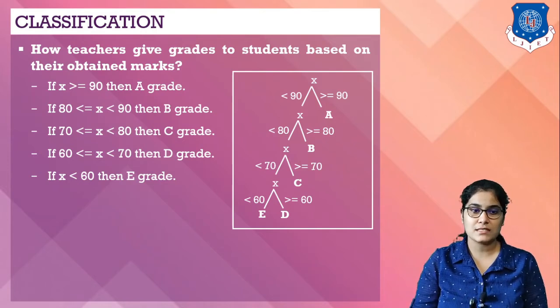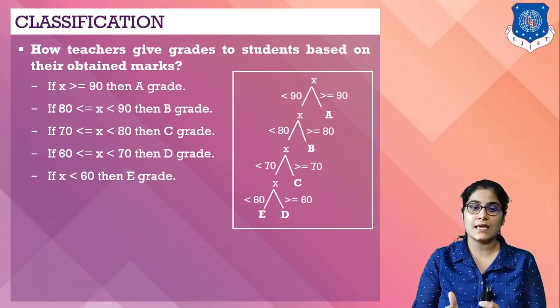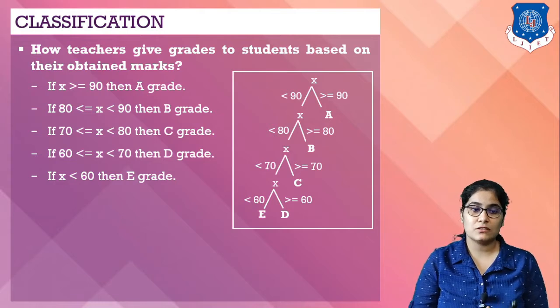If the value of X is greater than or equal to 80 but less than 90, then the class label will be B. If the value of X is greater than or equal to 70 and less than 80, then the class label will be C. If the value of X is greater than or equal to 60 but less than 70, then the grade will be D. And if the value of X is less than 60, then the grade will be E. So we can say the grades A, B, C, D and E are the class labels.